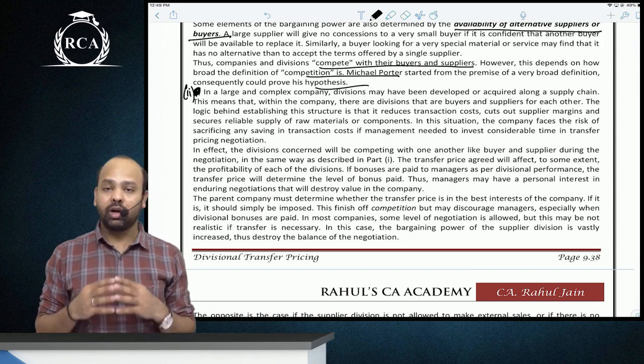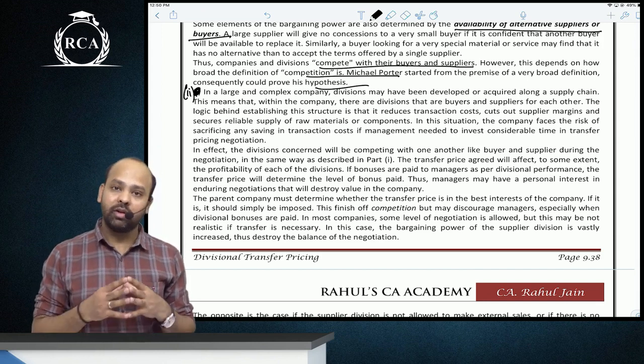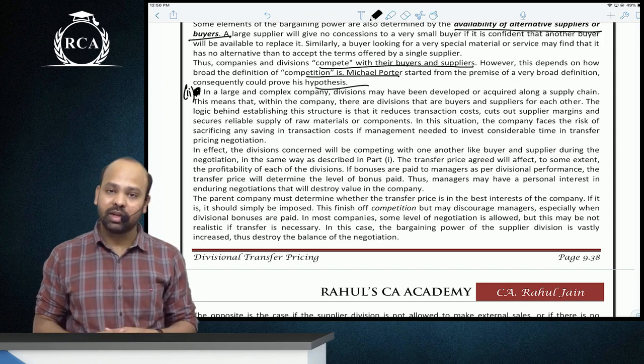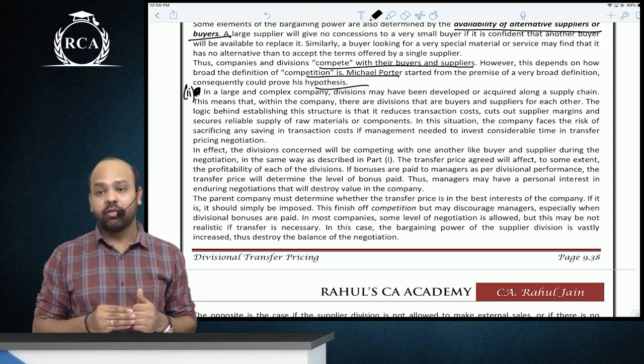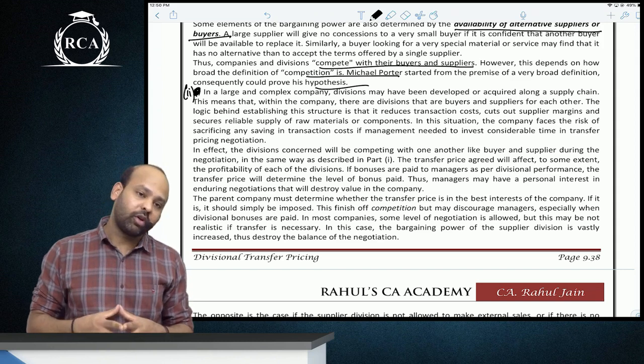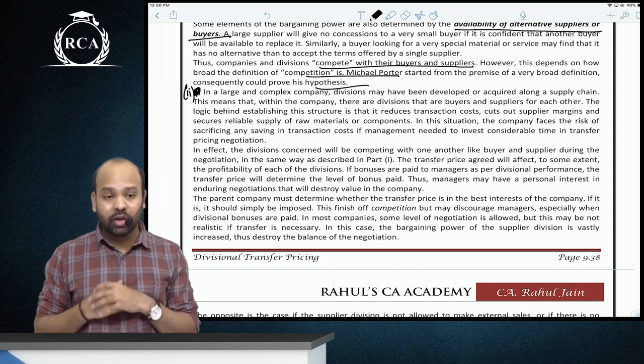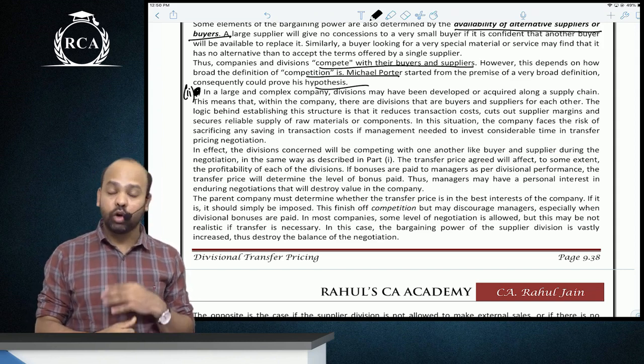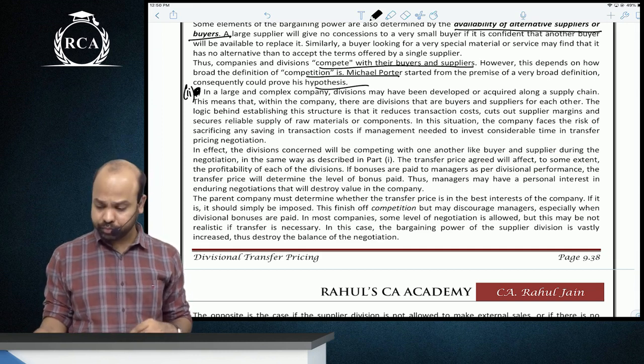Everyone would want to have a higher share of profits. Their performance is evaluated based on the profitability that they are generating in the organization. So when everyone in the division wants to get a higher share of profits, what would be an ultimate transfer price? What would be an appropriate transfer price?